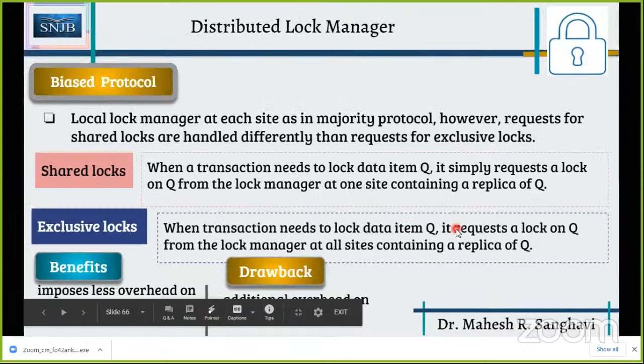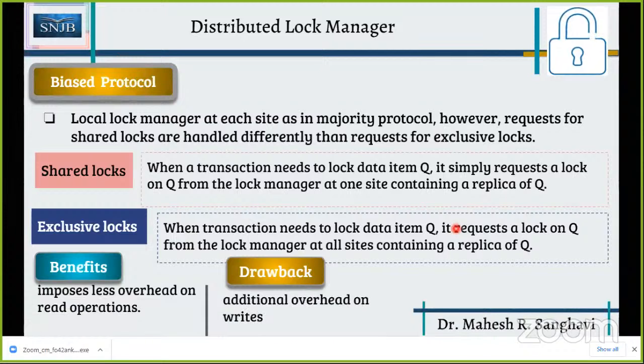Now the next protocol that we have to focus on today is the biased protocol. You know the meaning of biasing very well; you always say that partiality keeps happening. So biasing and unbiasing is the important part here. So what is this biased protocol? Let's focus on this part. It has a local lock manager at each site, as in the majority protocol. However, requests for shared locks are handled differently from requests for exclusive locks.